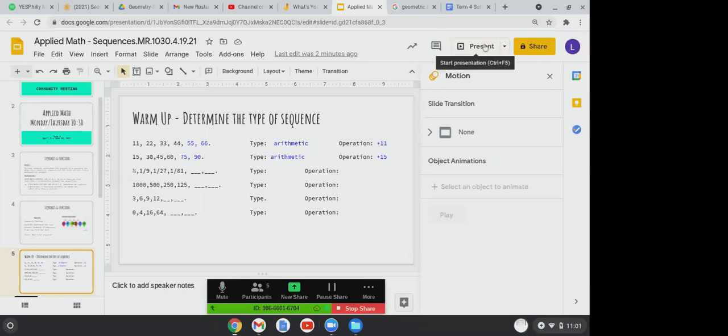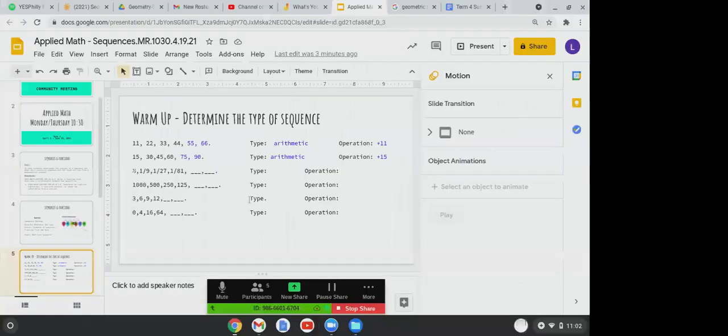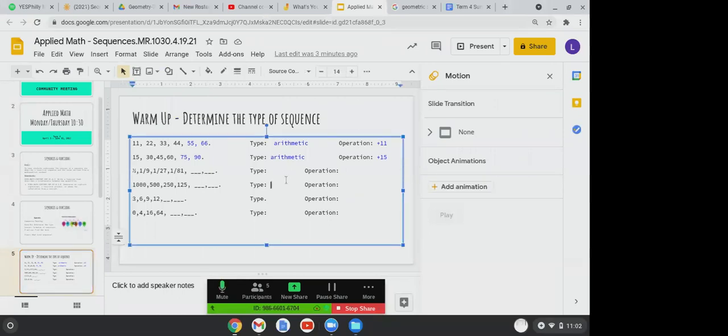I'll put it back up on present. Again, we are on 1,000. We skipped the fraction. We'll come back to that. What's happening here? Or any of the other two below it. Again, we don't have to do them in order. We started with 1,000. We did something. We then had 500. We divided that by 2. So if we divide them by 2, what type of sequence is it? Arithmetic or geometric?